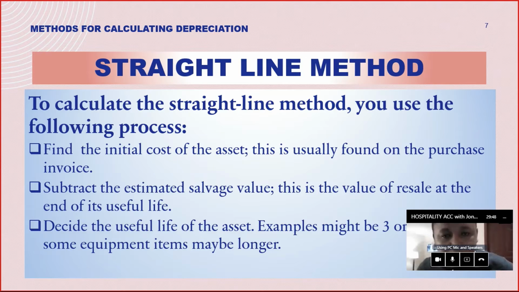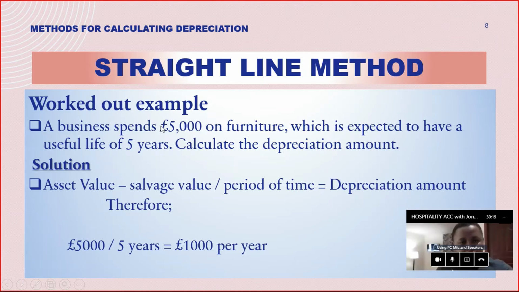The other one is the methods for calculating depreciation. For today, we are just going to look at the straight line method, and we are going to use the procedure that I have shared. First, we find the initial cost of the asset. Then you subtract the estimated salvage value, which is the expected value at the end of the useful life of that asset, and then you decide its useful life. We are going to do an example.